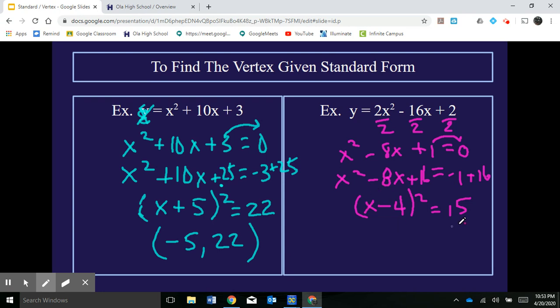So it might say, hey, what's the vertex form? That's the vertex form. If it asks for what's the vertex, we can give it to them by just taking the opposite of this sign. So it'd be (4, 15). And that's how you find the vertex given the standard form. Okay.